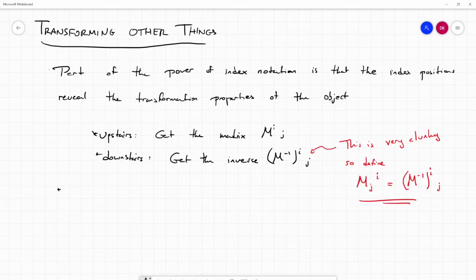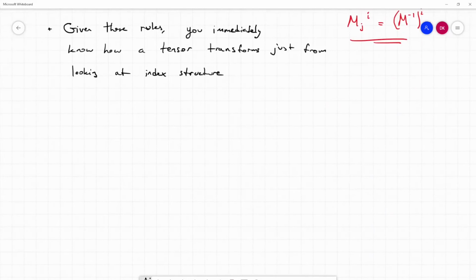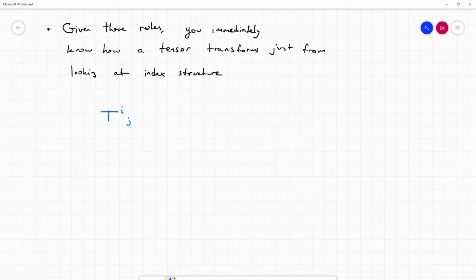Given these rules, you immediately know how a tensor transforms just by looking at its index structure. So to take an example, let's say we have tensor T with an upstairs i and then a downstairs j and a downstairs k. The transformation will involve regular matrix components of M for the upstairs i index, and then inverse matrix components of M for the j and the k indexes.